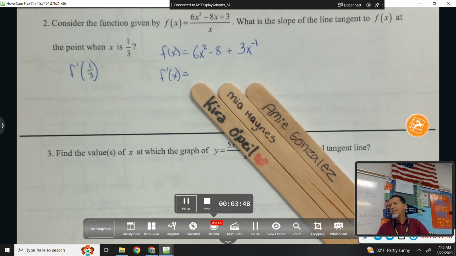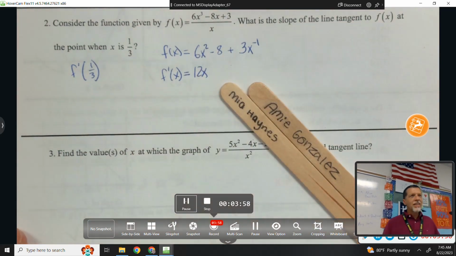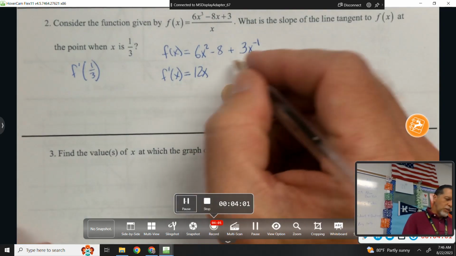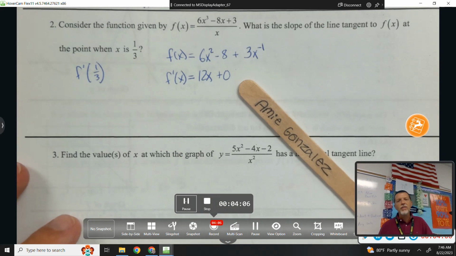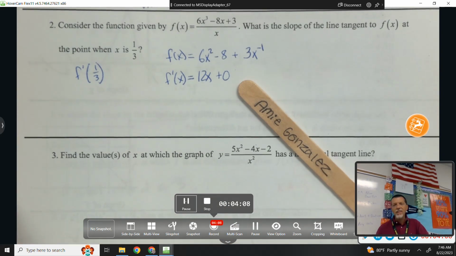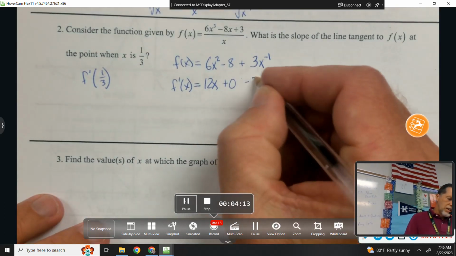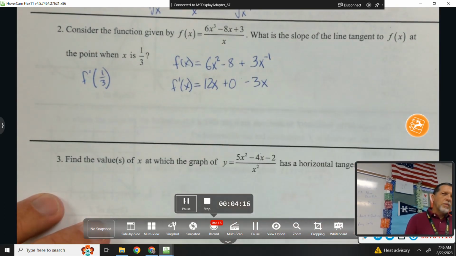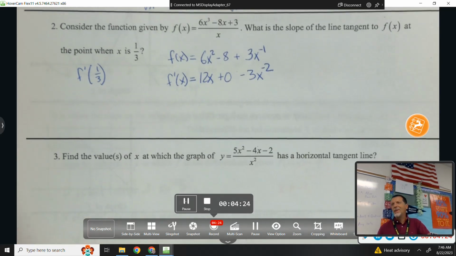No pressure. Kira, what's the derivative of 6x squared? 12x. Very nice. Mia, what's the derivative of negative 8? Nothing. Good. So you could leave it blank. I'm going to put a plus 0 there just to sort of emphasize that the derivative is 0, but that is not necessary. Amy, how about the derivative of 3x to the negative 1? Negative 3x to what power? Yes, there you go. Negative second. I don't think I've heard it phrased that way, but that's correct.